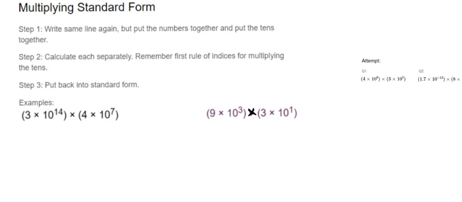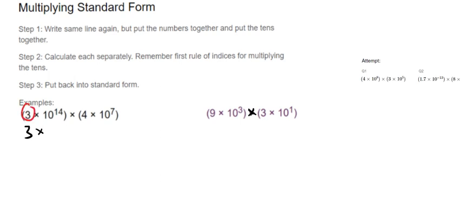Hi guys, so here we have multiplying standard form. In these two examples we've got two numbers in each case that are being multiplied by each other, but both numbers at the start are in standard form. So the first thing I'm going to do in the first example is write the same line again, but put the numbers together.